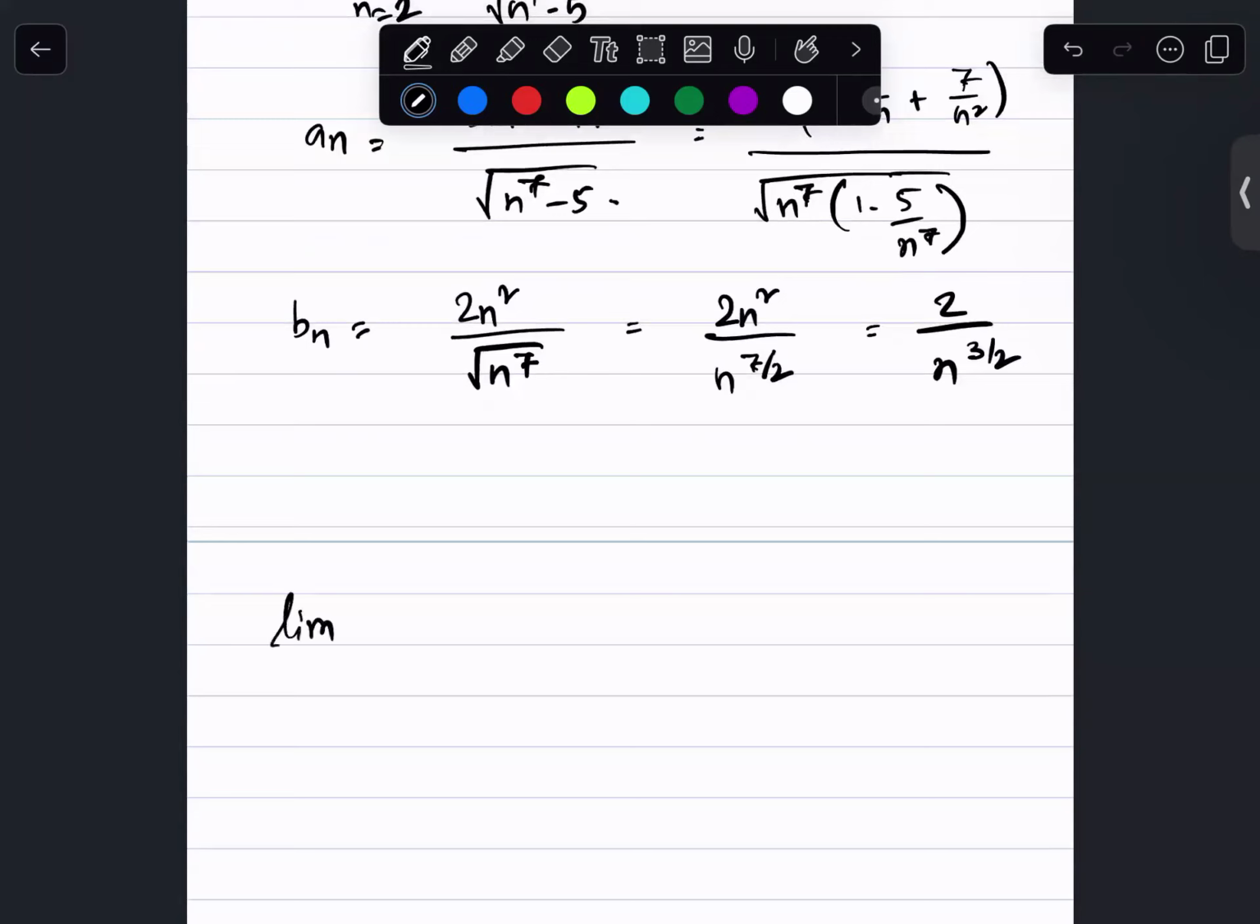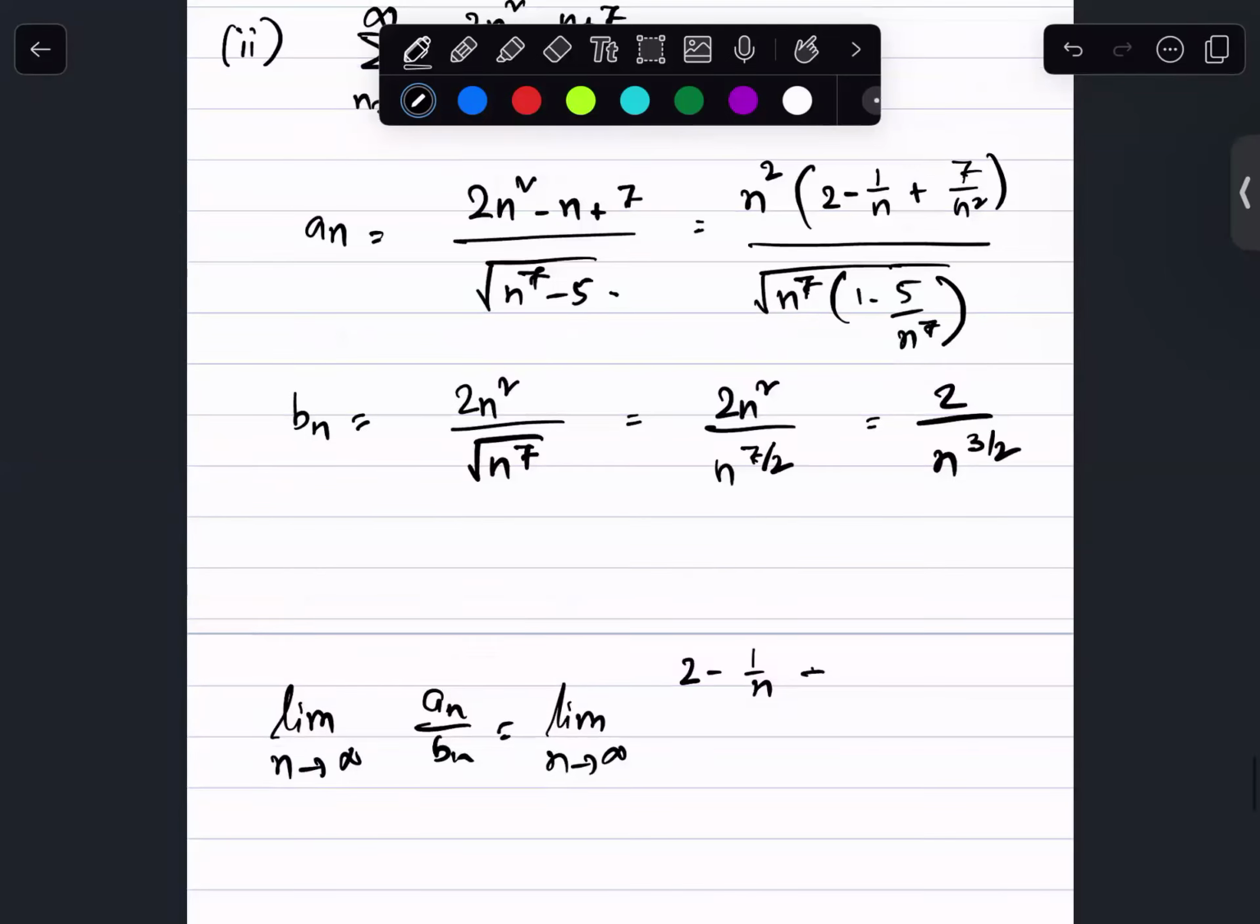But then limit n tends to infinity of an over bn will be limit n tends to infinity of 2 minus 1 over n plus 7 over n squared, and then the n squared there and here will go away and give me 2 and then 1 minus 5 over square root of n to the 7. Maybe it should be in square root. Yeah.